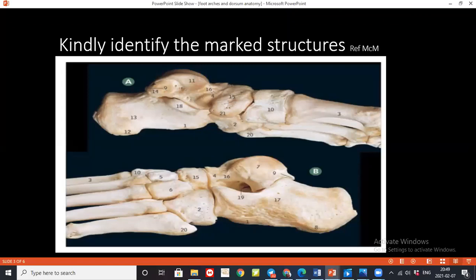Can you please identify number 11? Have we done this? Yes. So the 11 is the malleolar surface of the talus. Okay. And number 10, please.